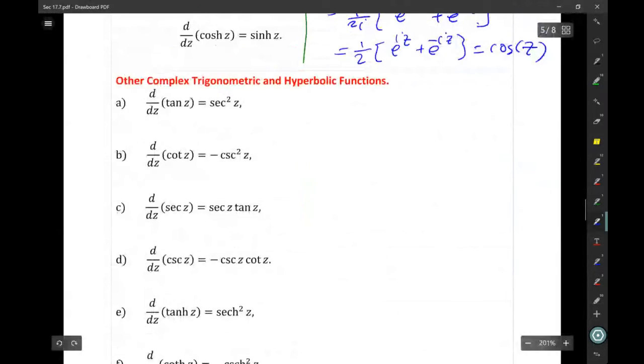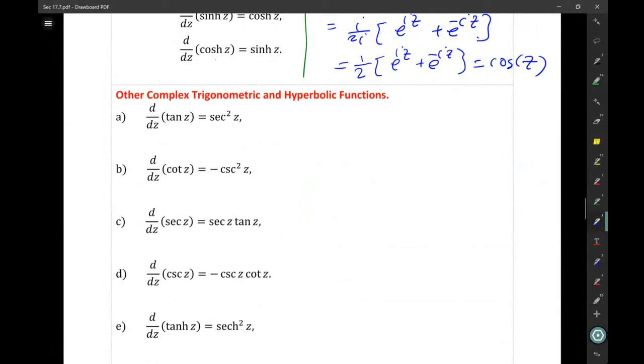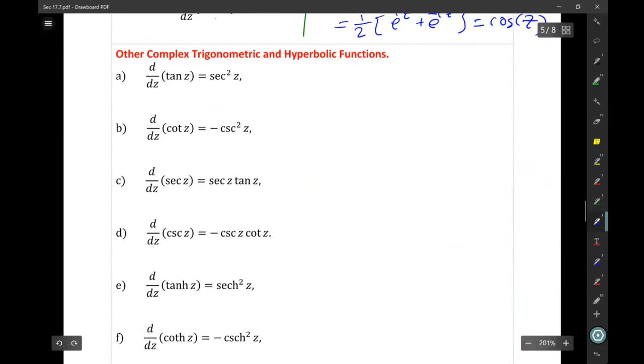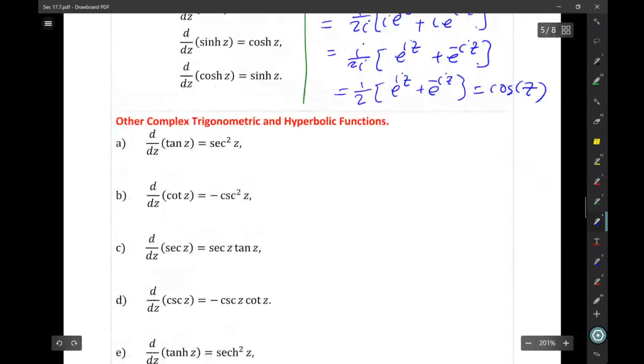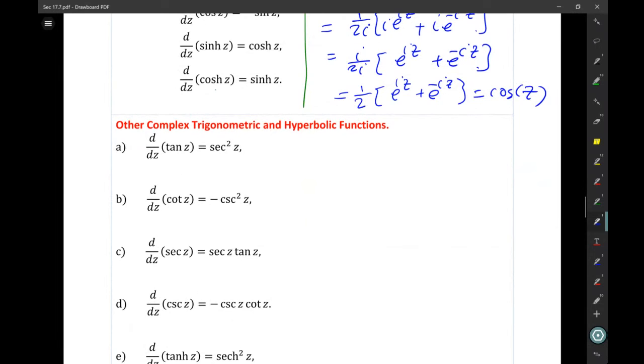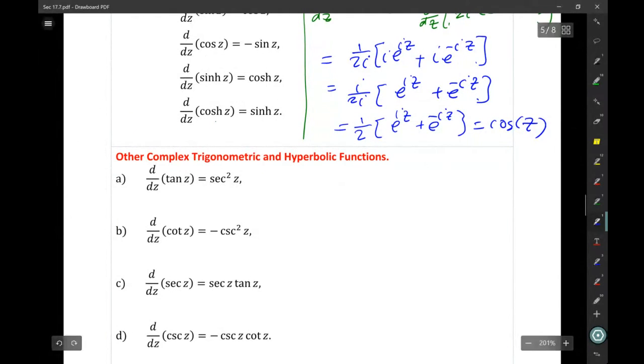خلينا نشوف ال other derivatives. Then we will have examples إن شاء الله. A derivative of tan Z is equal what? Secant square. Here tan Z هي عبارة عن sin Z على cosine Z. You just derive the quotient rule.